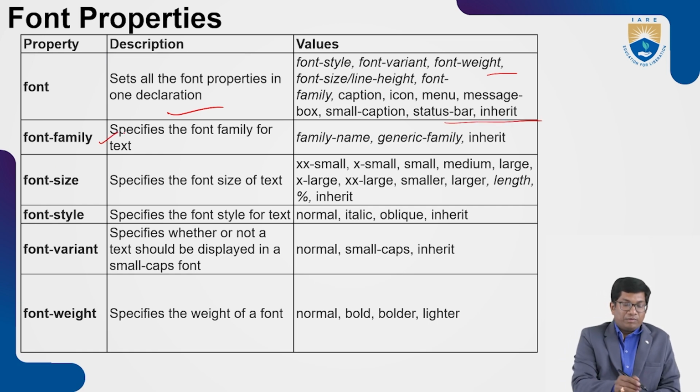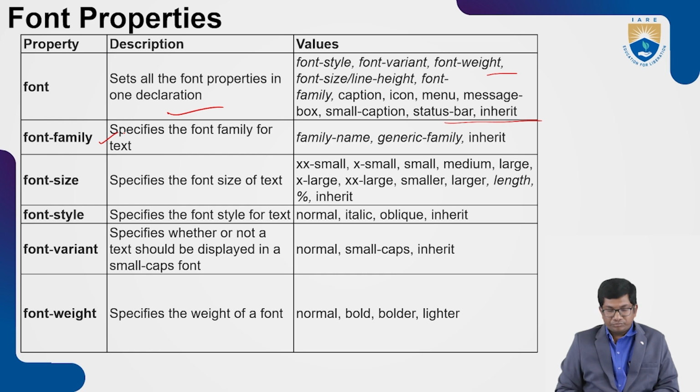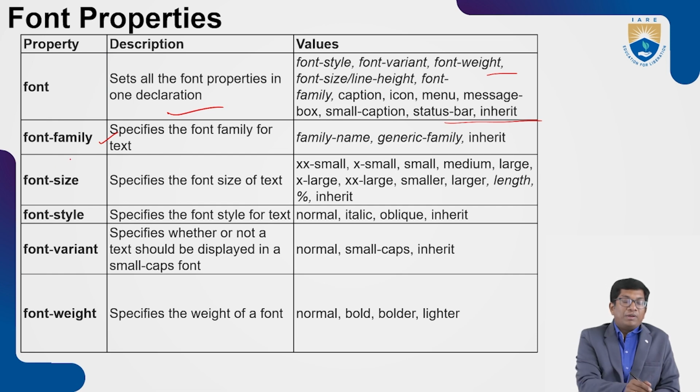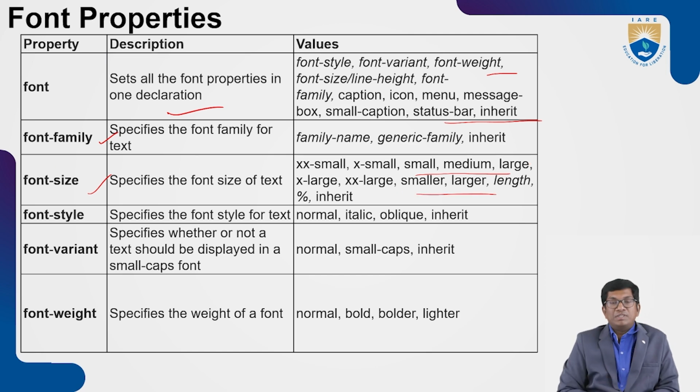One is font family. You can change the font family name like Arial or sans serif. And then we can change the font family with the font family property. Next, font size. You can increase the font size based on your requirement. You can specify x-small, medium, large, xx-small, or otherwise you can specify the pixel size. Next, we have font style. Specify the font style for text. So we can give italic, or oblique, inherit, otherwise normal.